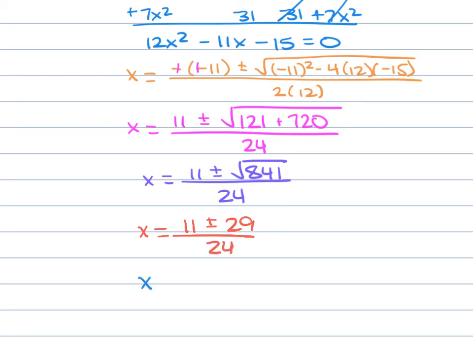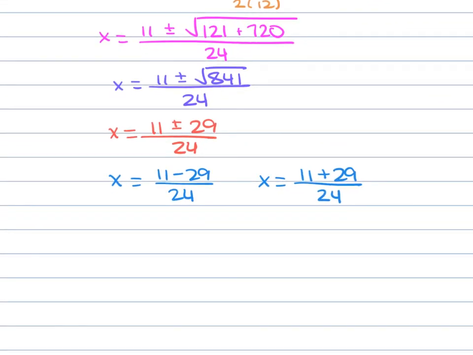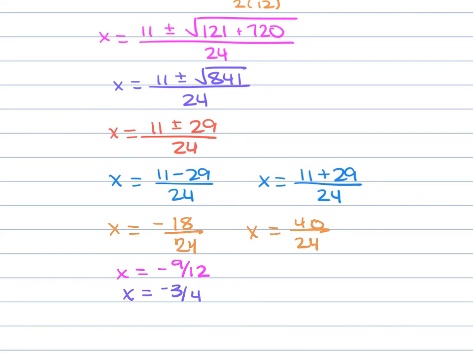So we're going to separate this. x is equal to 11 minus 29 over 24, and x is equal to 11 plus 29 all over 24. So from here, the 11 minus 29 is going to give us a negative 18 over 24, and 11 plus 29 is going to give us 40 over 24. We're simplifying both of these, so x is equal to negative 9 over 12, which is then x is equal to negative 3 over 4.